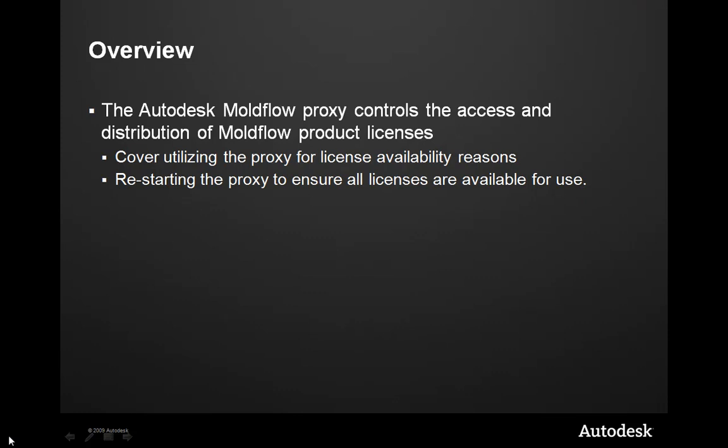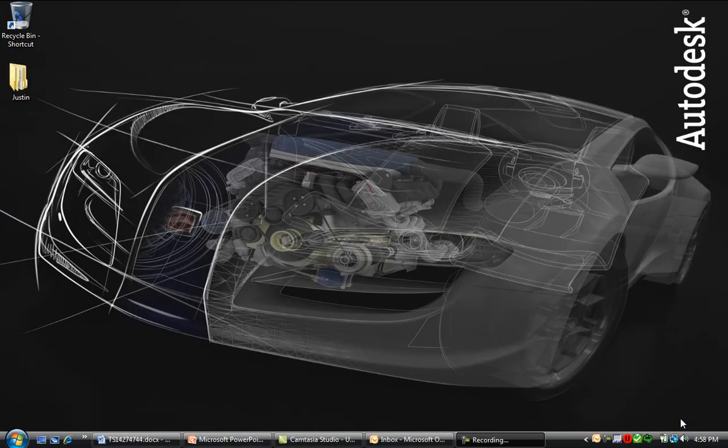This video will cover utilizing the proxy for license availability reasons, such as number of licenses, types of licenses, user usability, and what licenses are being used, as well as cover restarting the proxy to ensure the communication with the Flex License Manager. The first component of the License Manager is the Flex License Manager itself, in which you have set up and specified a service to install your licenses for use.